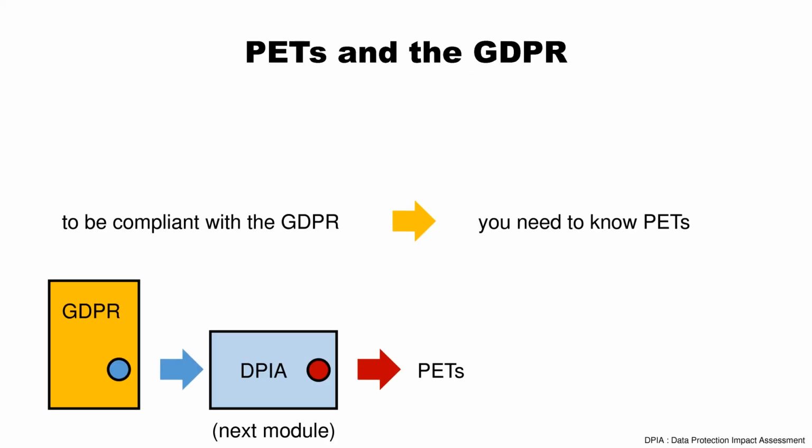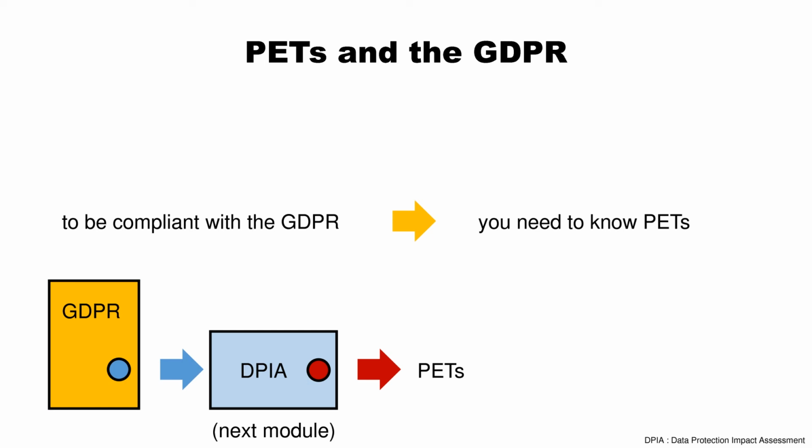How are PETs related to GDPR? If you want to be compliant with the GDPR, you need to know about PETs. The reason is that PETs are countermeasures for threats to personal data. If you recall, in the GDPR there is provision for an action called the Data Protection Impact Assessment, which is an assessment of your application on the risks that involve the handling of personal data. We're going to see the DPIA in more detail in the next module.